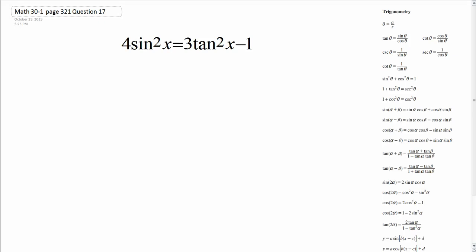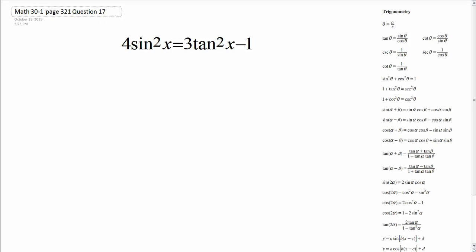We're going to solve this trig equation using trig identities. So we have 4 sine squared x is equal to 3 tan squared x minus 1. And so the first step is to try and get all of our sines and cosines, or all of our trig ratios to be the same ratio. So we've got sine and tangent, and we want to get rid of both of those.